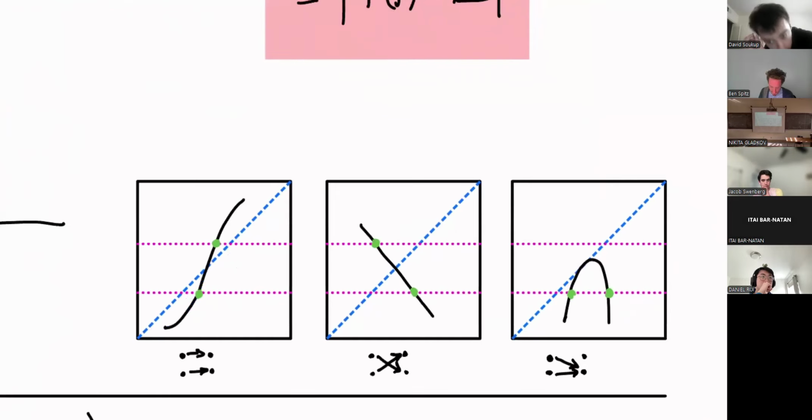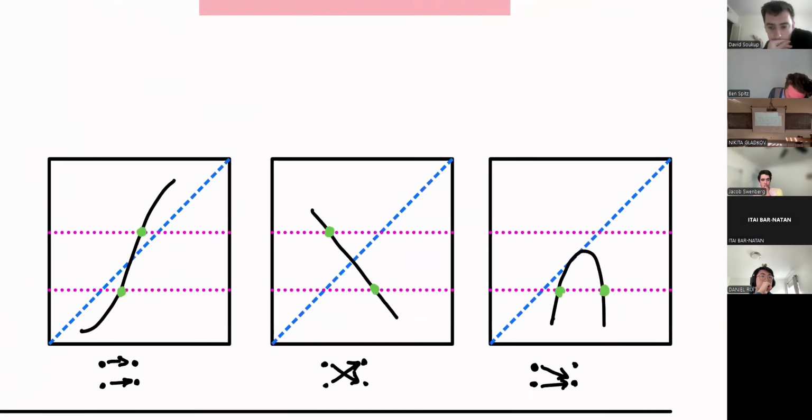What I can do is look at a little window around the fixed point. So here's my fixed point, and I've got these pink lines above and below. And I'm going to look at, in that little window, when I started at the bottom in my domain, did I end up at the bottom or the top in my codomain? So in this first picture, the bottom in the domain ends up at the bottom in the codomain, and the top in the domain ends up at the top in the codomain.